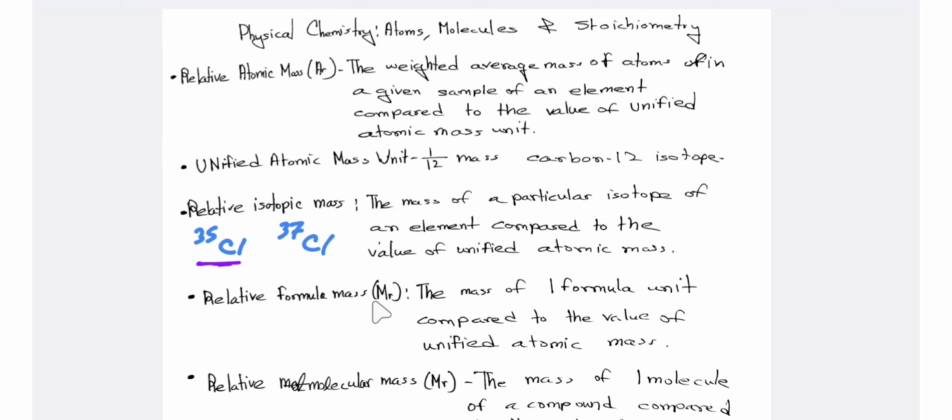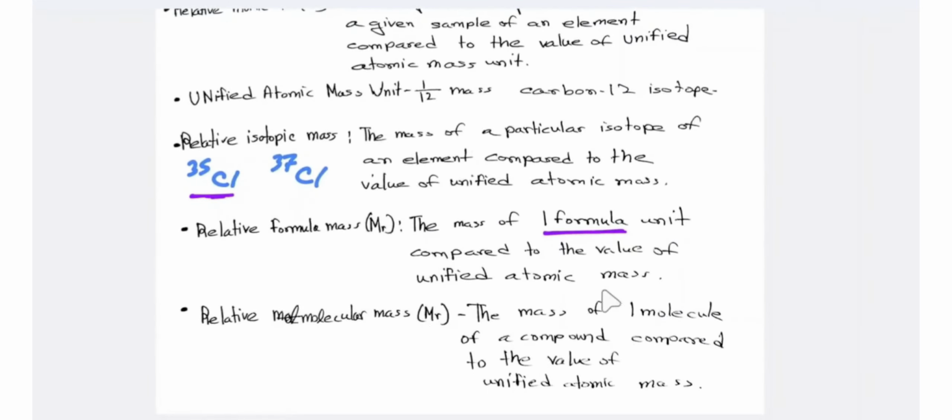Then for relative formula mass or Mr, it is the mass of one formula unit compared to the value of unified atomic mass, and unified atomic mass is 1/12 the mass of carbon-12 isotope. So the relative formula mass is the mass of one formula unit compared to the value of unified atomic mass.